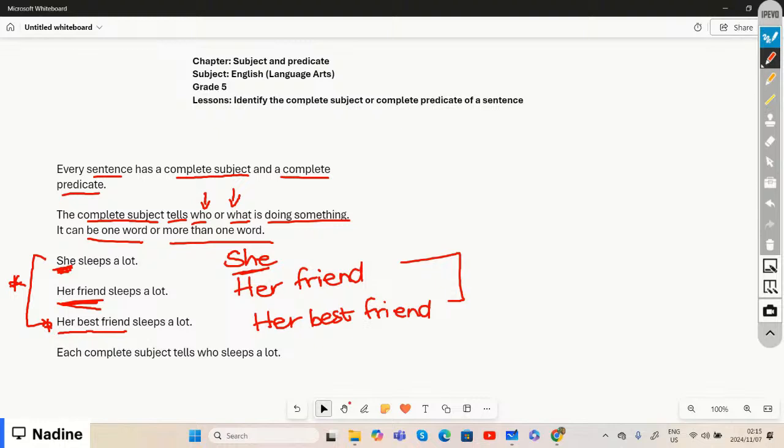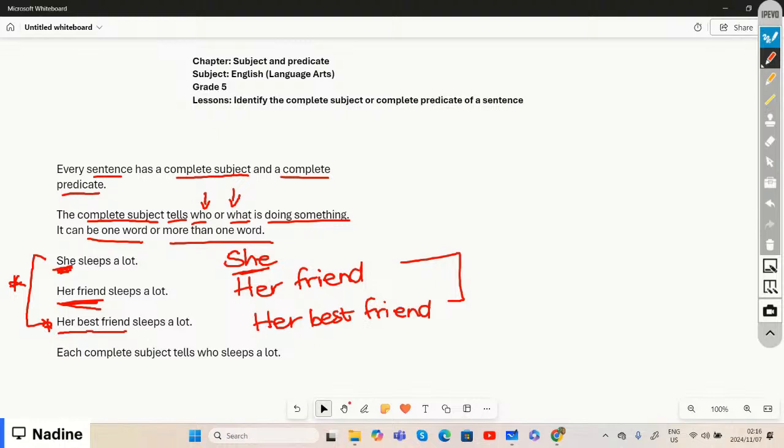No problem. So this is a complete subject that tells us either who is doing something or what is doing something within the sentence. And now, if we look at the predicate, that tells us what the person is doing. What is the person actually doing? It says she sleeps a lot, her friend sleeps a lot, her best friend sleeps a lot. What are all of them doing?